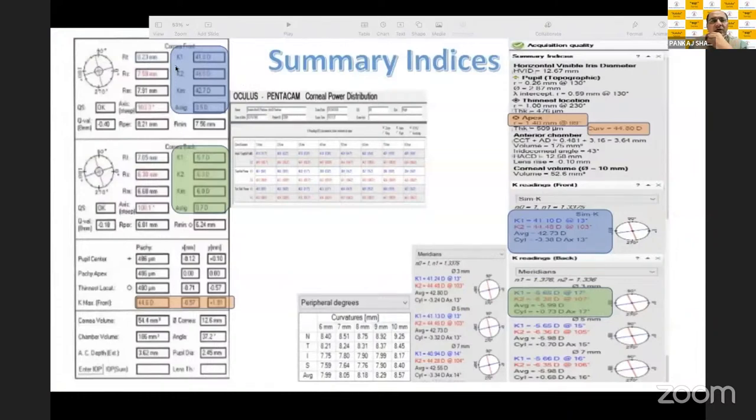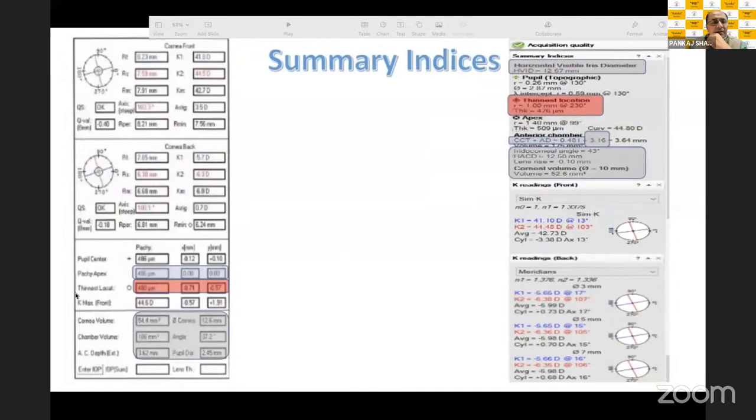This is just to show K1, K2 from here. It comes here in Sirius. The back surface from here comes here. K max, it is apex. So how do you compare the two? The thinnest local, it is thinnest local over here.